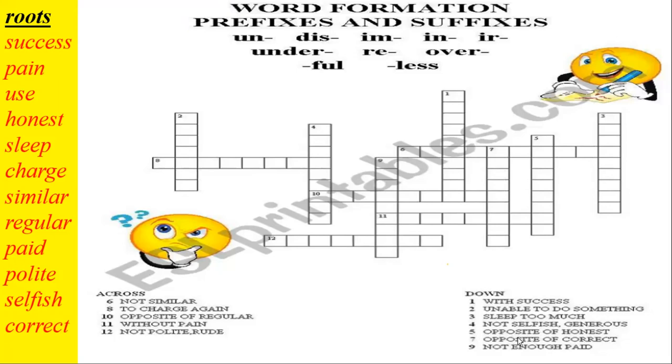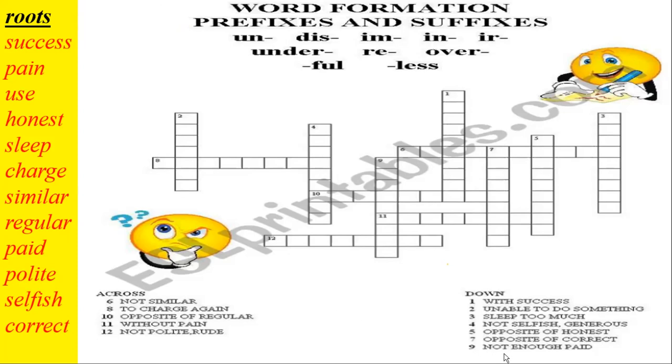Then number 5, opposite of honest. You can form the opposites with the aid of what? I spoke earlier about forming opposites with this list. Dishonest. Dishonest, very good, fantastic. Then number 7, opposite of correct. It gives a negative sense. Incorrect. Incorrect, exactly.